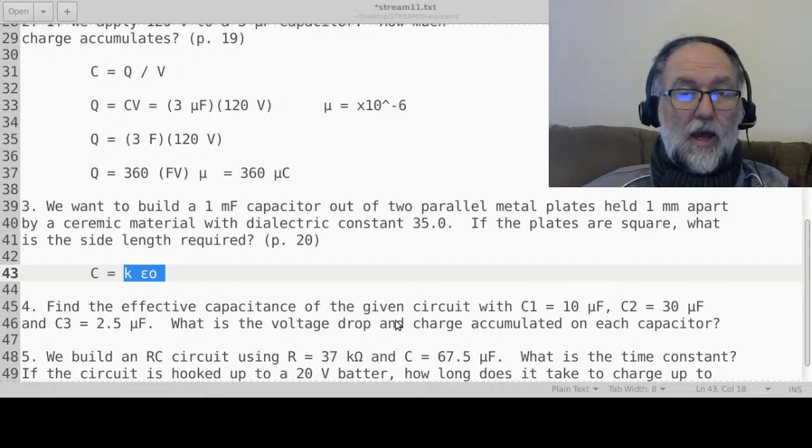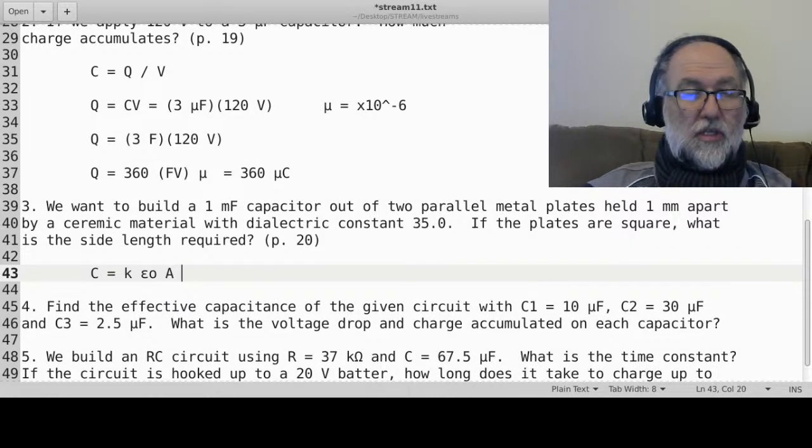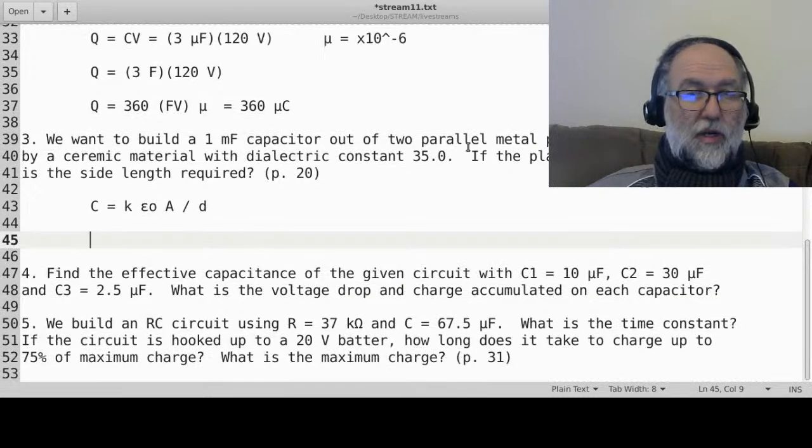I'm not going to ask you about the name. And it's just a number, which I'll give you. And then the other parts are, of course, the geometrical dimensions. There's the area of the two plates divided by the distance between them. Okay, so there's the formula we're going to use.